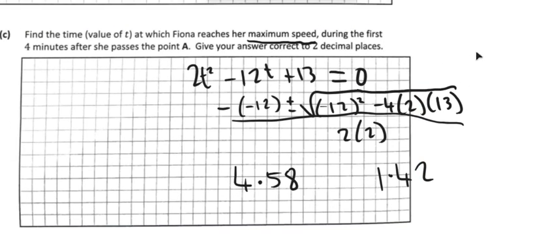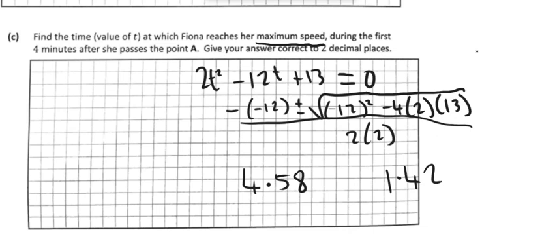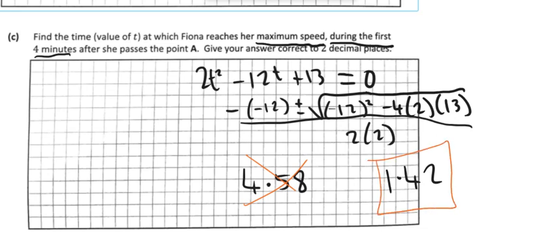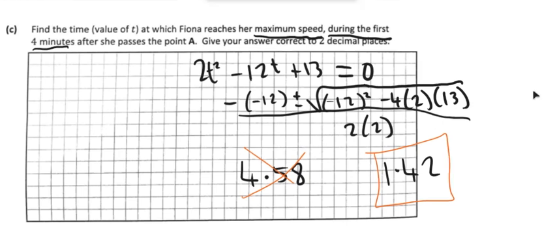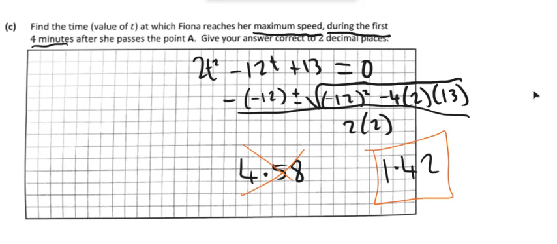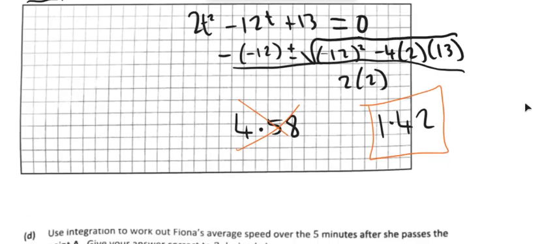Then you just need to get rid of one of them. If you think about it, the question was during the first 4 minutes. So obviously we can't have the 4.58, because that is where she reached a minimum speed. It was the 1.42 minutes that she reached maximum speed, which is between 1 and 4 minutes. So that's it.